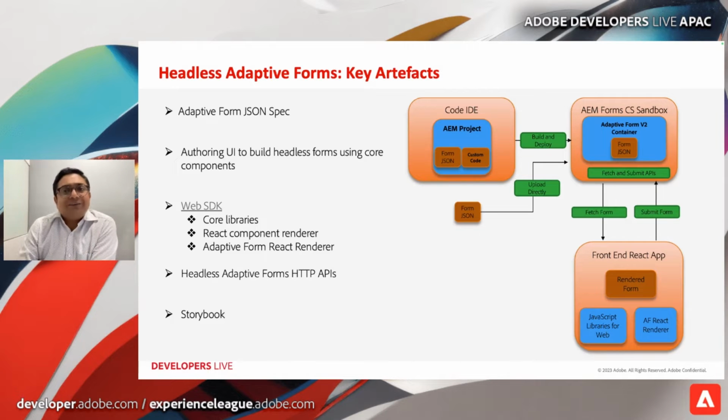Here are a few artifacts that help use headless adaptive forms successfully. First is the adaptive form spec, which defines the components of the form, their properties, how to represent business logic of the form, and other things. Next is the AEM Forms authoring UI, which uses core components in a drag-drop interface used to build the form definition. This allows developers to generate a compliant JSON representation without having to manually write it, as well as maintain it inside the AEM Forms repository.